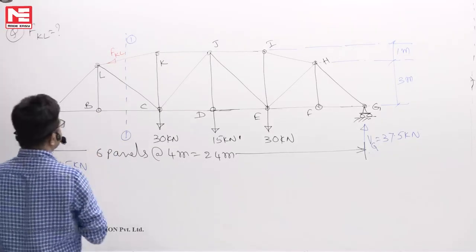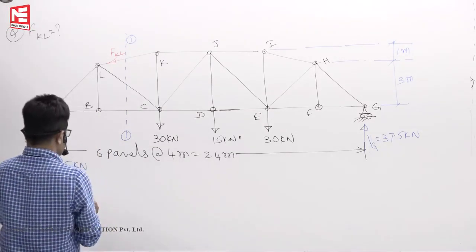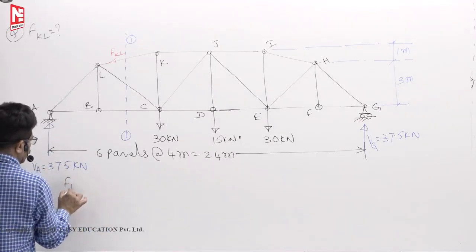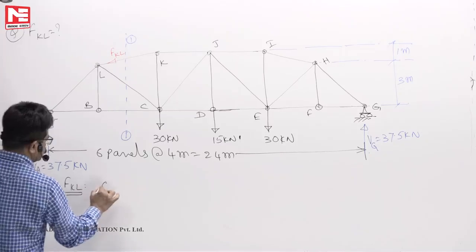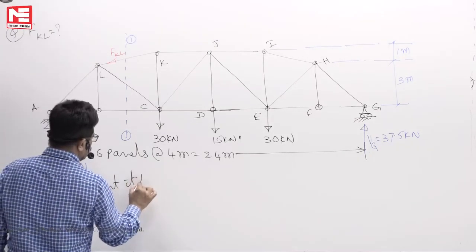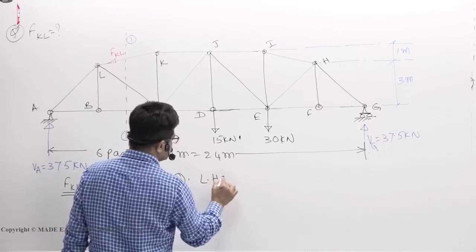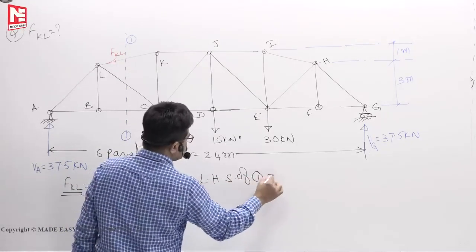So let us not keep any arrows in the first place. So this is what we have done. Force in the member KL. Cut it by 1-1. You take equilibrium of LHS of 1-1.